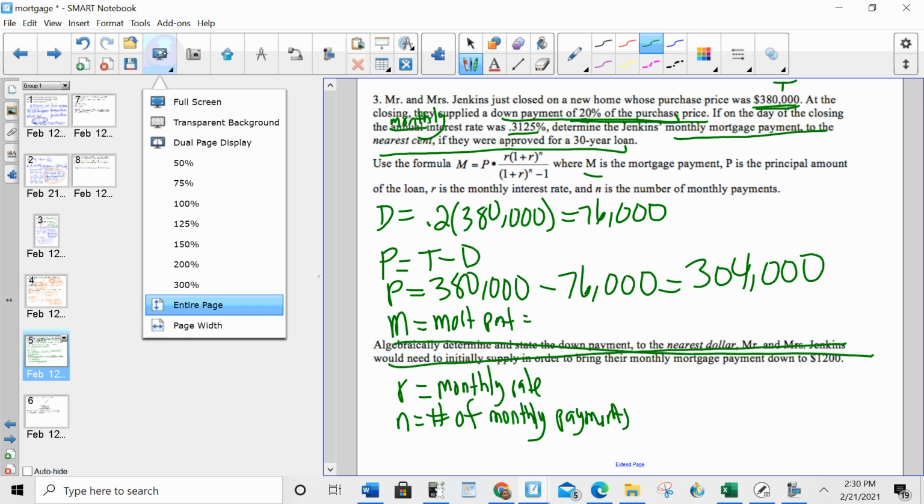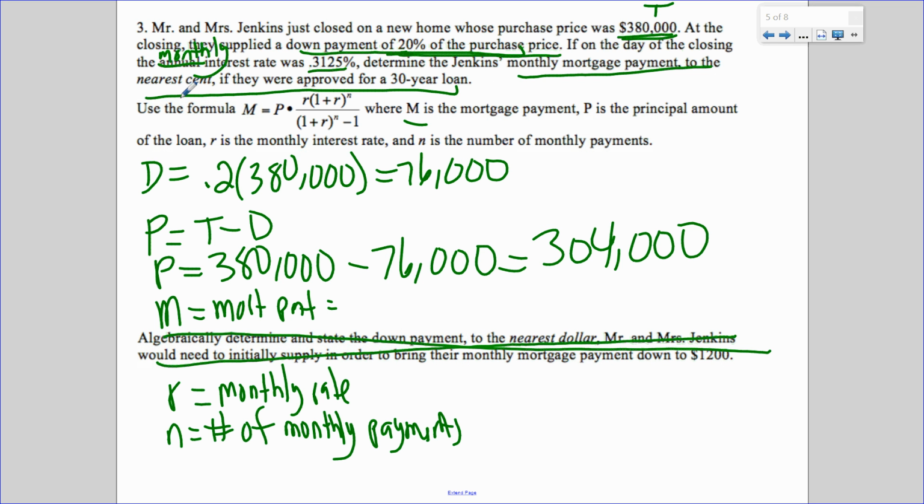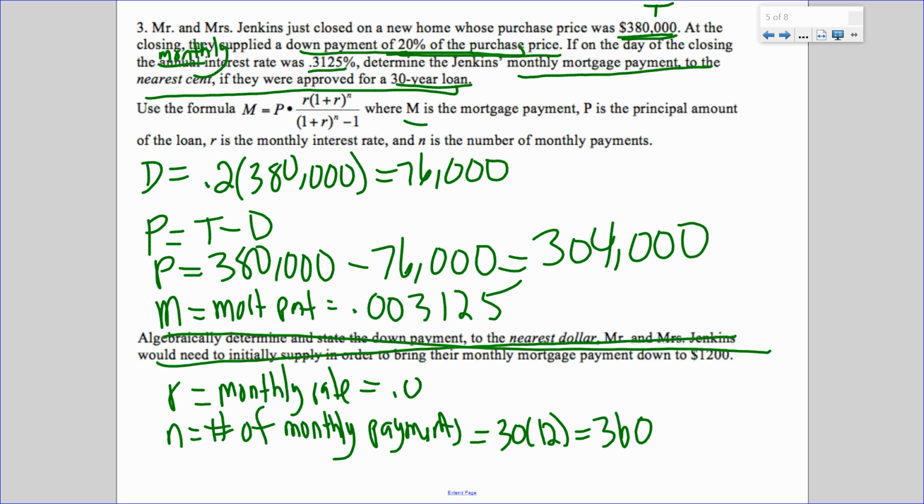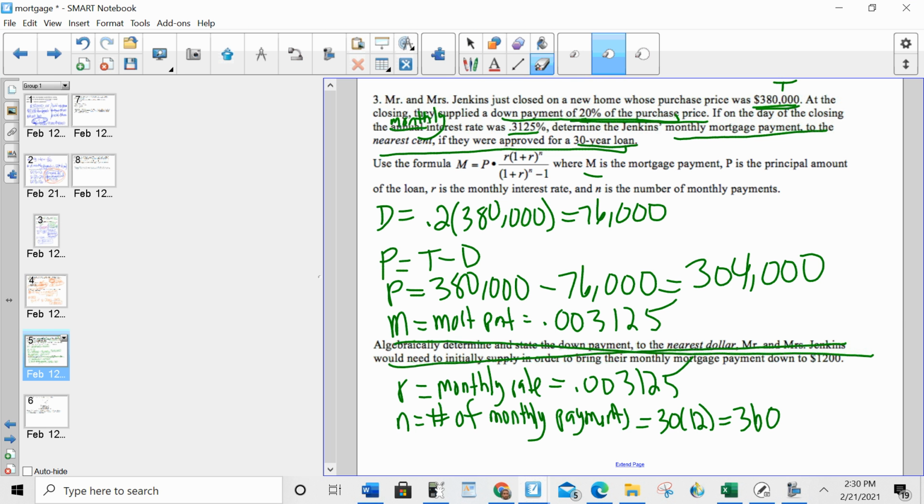So the monthly interest rate was 0.3125, so that's 0.003125. 30-year loan, so the number of monthly payments is 30 times 12. Use a calculator if you need to. That's 360. Oh, I'm sorry, I put that in the wrong spot. 0.003125. The mortgage payment is what they're asking for. It says to determine the mortgage payment. So I'm just going to call that M.